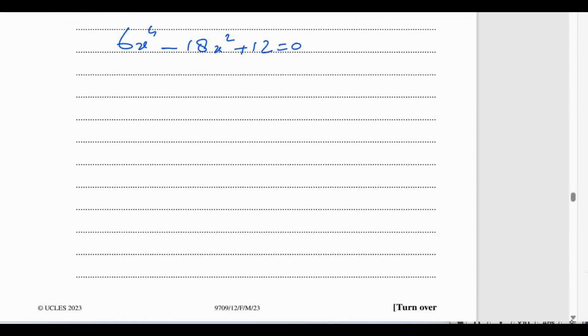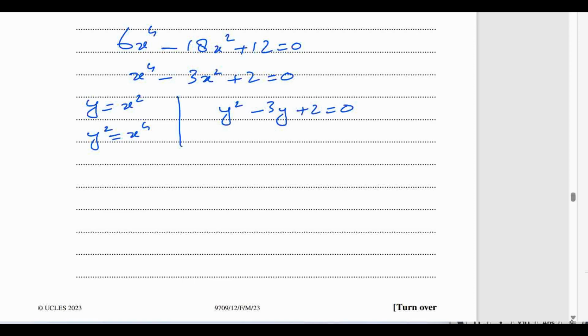Now from here we can use the substitution method, but before substitution we can divide it by 6. So this will become x^4 minus 3x square plus 2 is equal to 0. Now we can use the substitution. So let y be equal to x square. So y square is equal to x^4. So the equation will become y square minus 3y plus 2 is equal to 0.